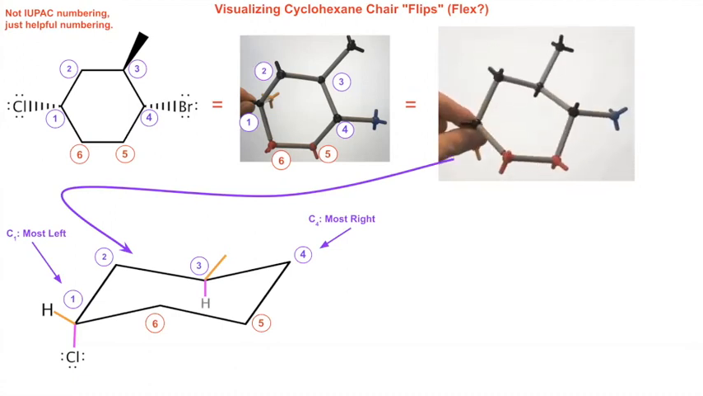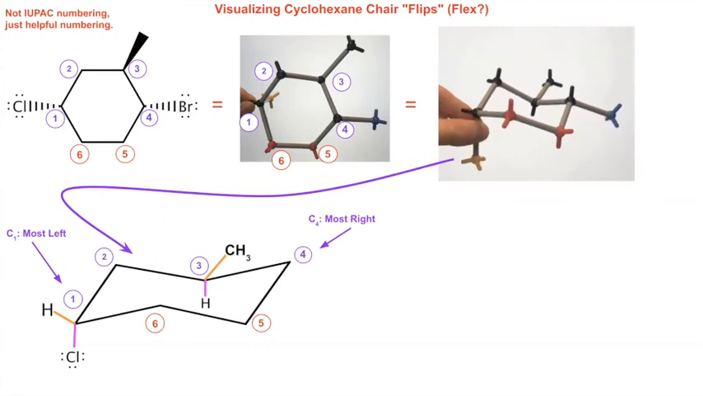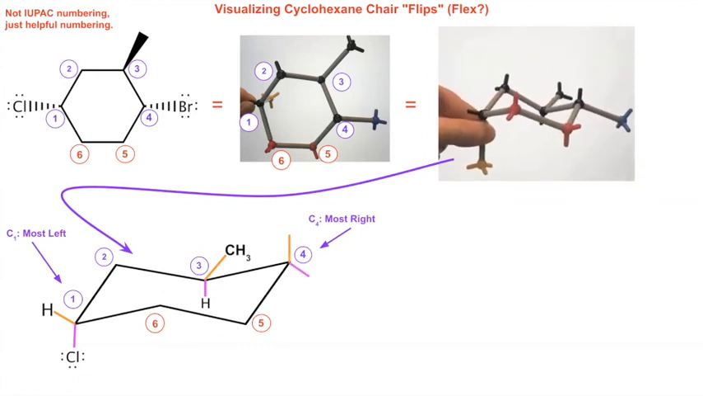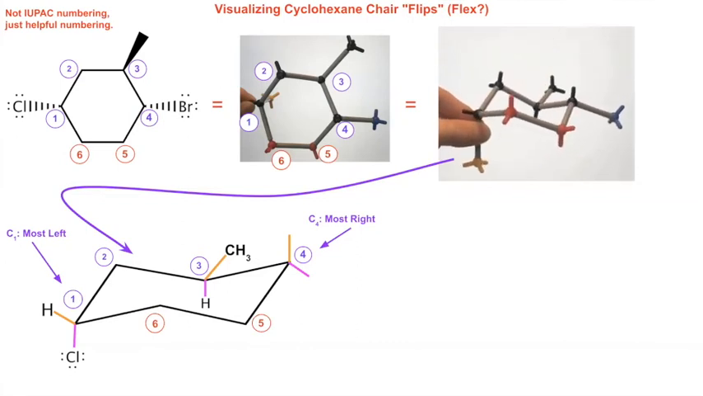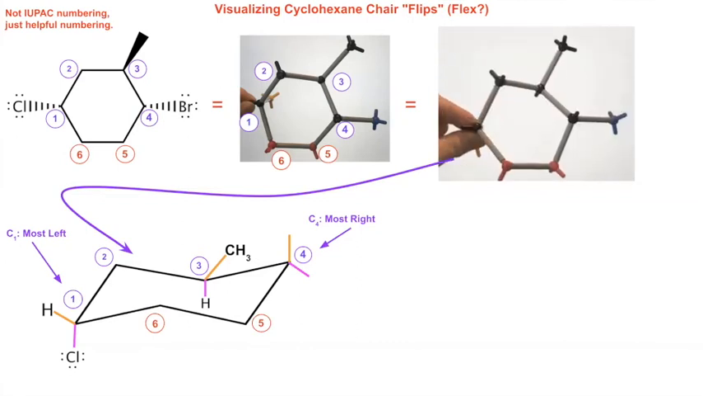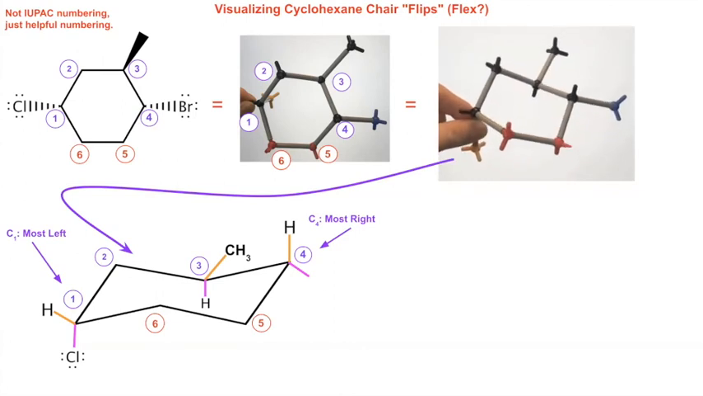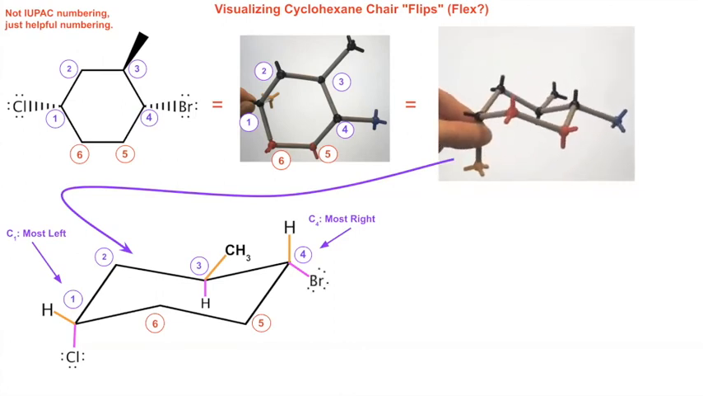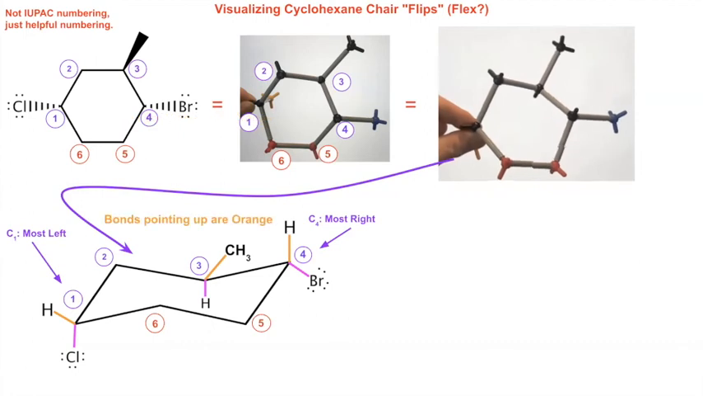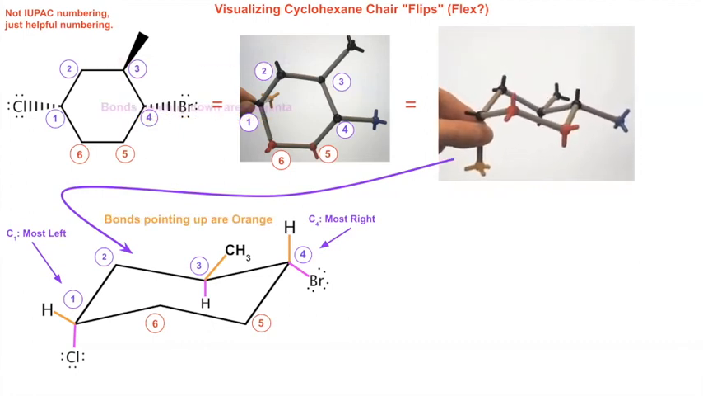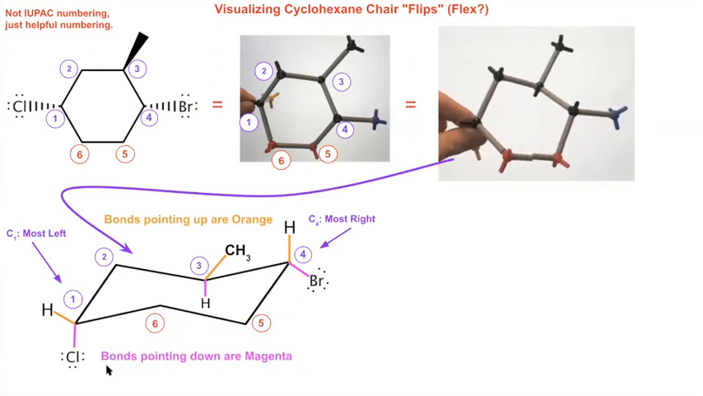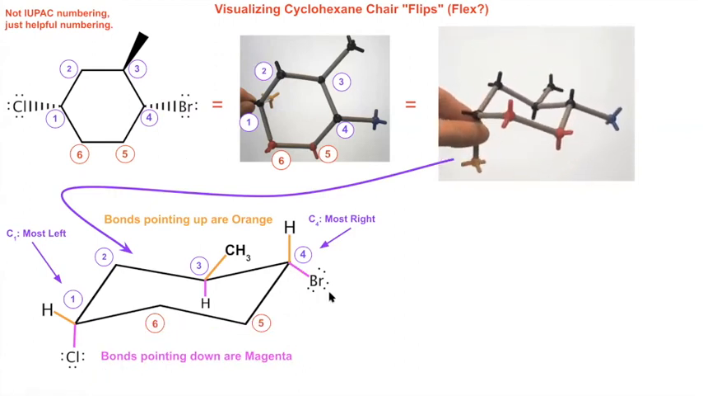The methyl is up. Yep, good. And then carbon 4 has got that bromine. Is that bromine going to be pointing up or down on this one? Good, down. You got it. Okay. And then, bonds pointing up are orange. I made those all orange. And the bonds pointing down, I made them all magenta. This is down, down, down.